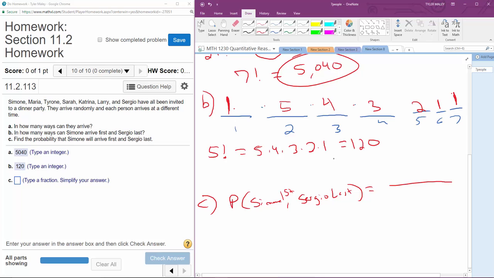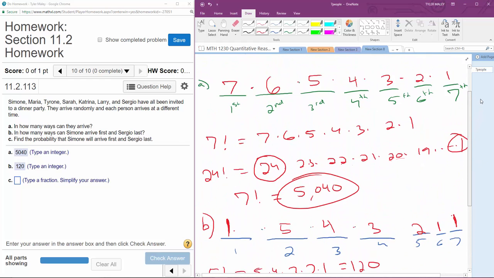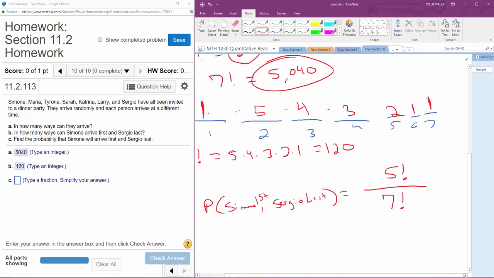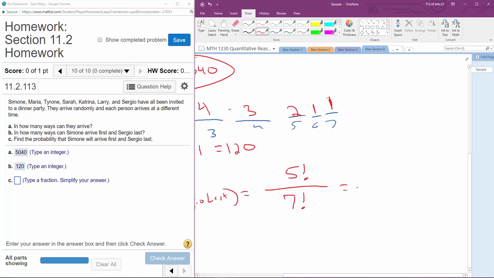Right? So the total number of outcomes that we found was part A, right? Part A would be my numerator, which is 7 factorial, right? So this is 7 factorial. And then the number of ways that event E can happen is what I found in part B, right? So that's 5 factorial. So I can simplify these, right? So simplifying factorials isn't too bad, right?